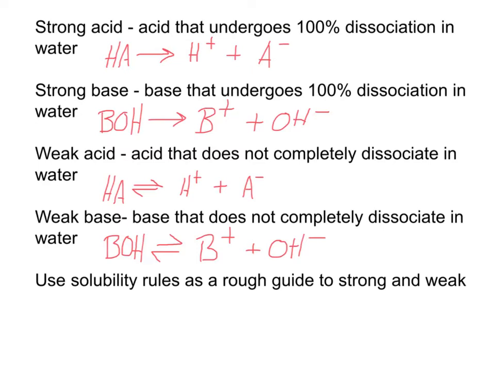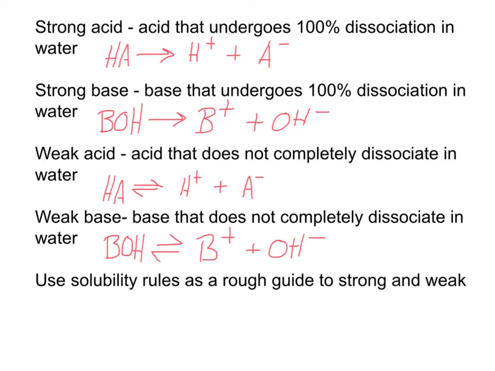Alright, the next is a strong base, and that undergoes 100% dissociation in water. Again, you can see that we used the arrow that we always use to show that this reaction completely favors the products. So when we dissolve this in water, we're going to expect 100% of it to turn into those. Not so for a weak acid, though, is it?